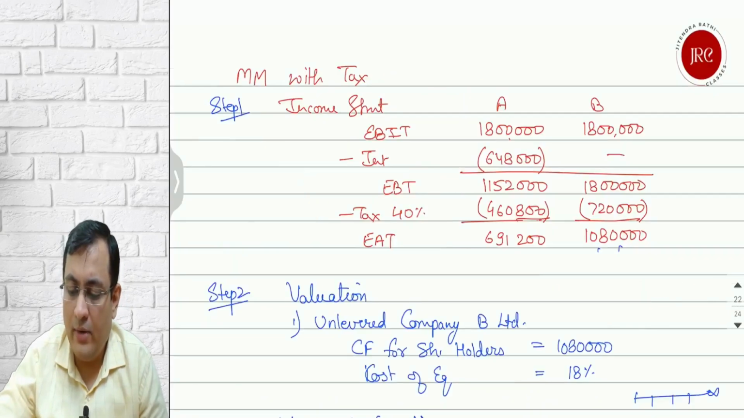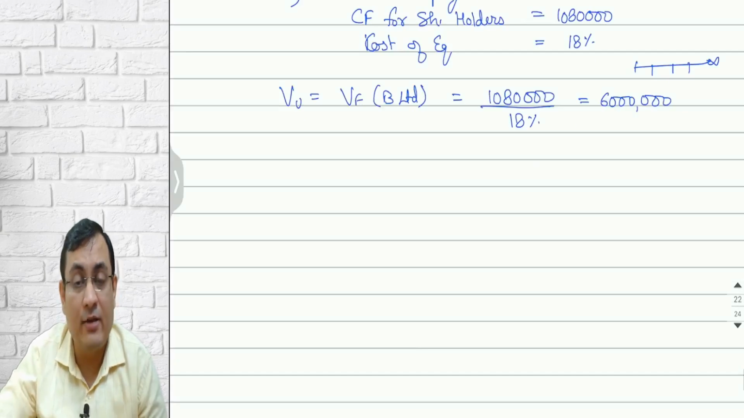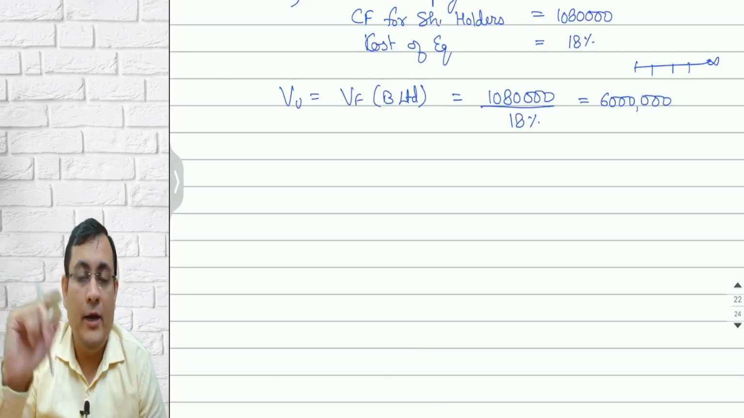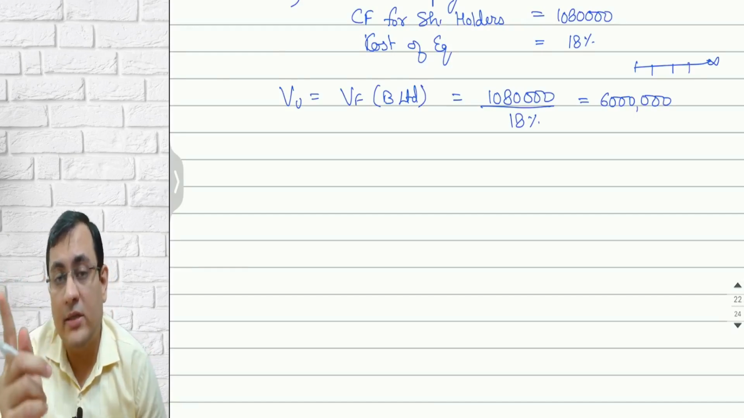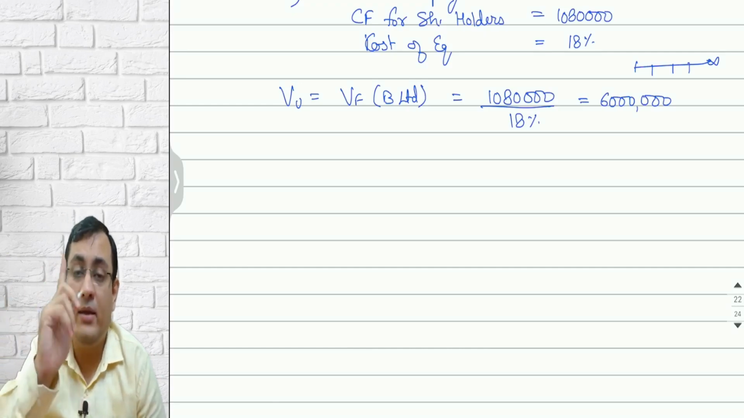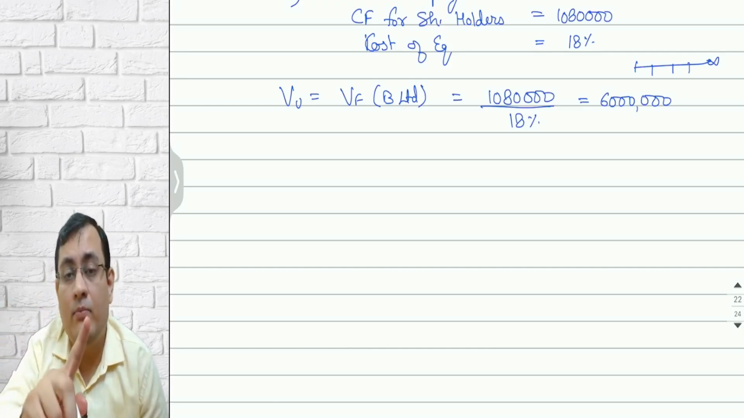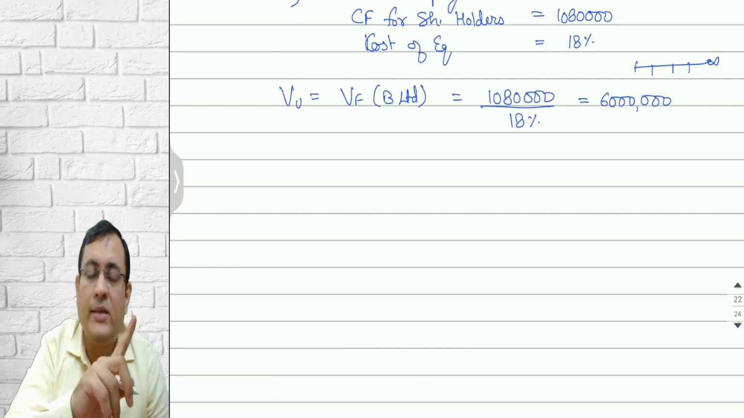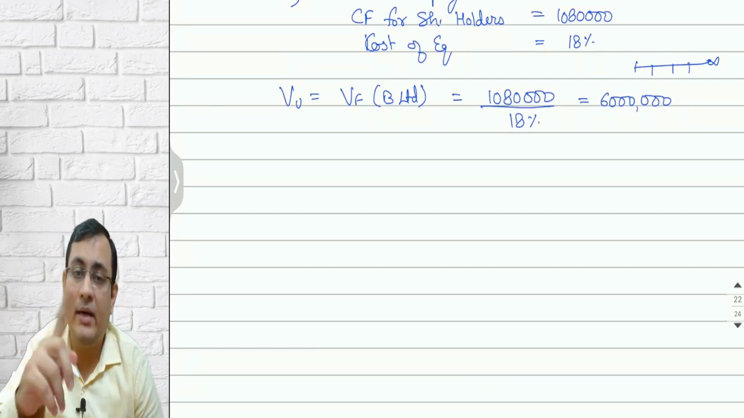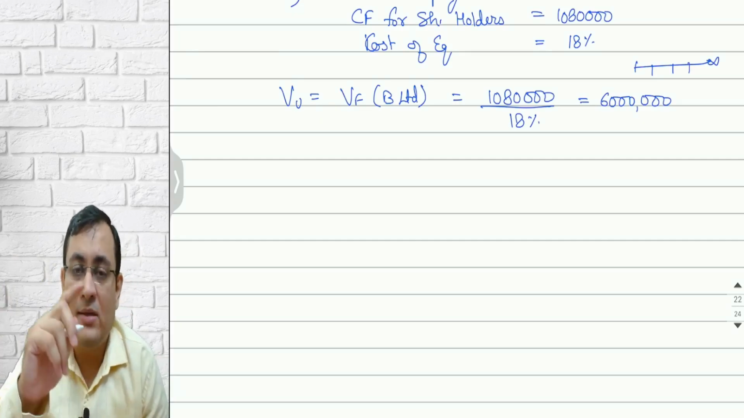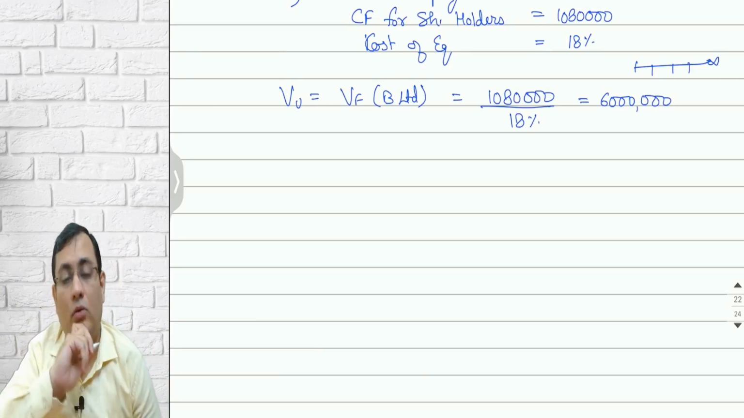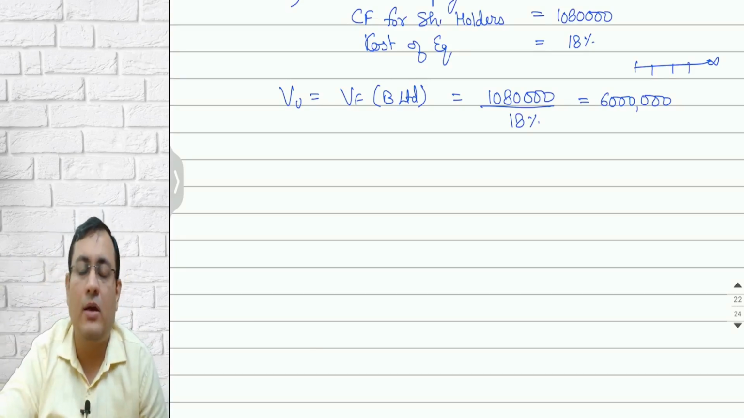But here now the valuation reduced to 60 lakh because of the impact of taxation. We are not comparing levered versus unlevered. We are comparing the value of unlevered B Limited without tax, 1 crore, with the tax, 60 lakh, because now shareholders are getting an impact of 40 lakhs in their earning because of the taxation paid to government. So they are reducing the value of the company.